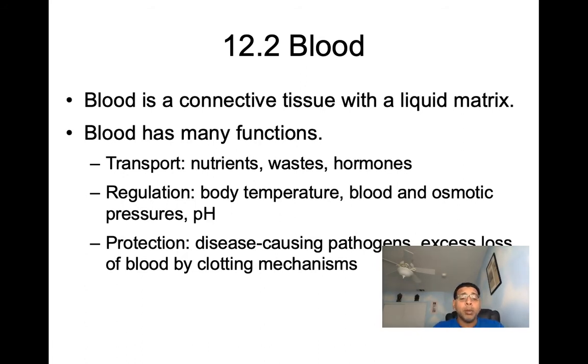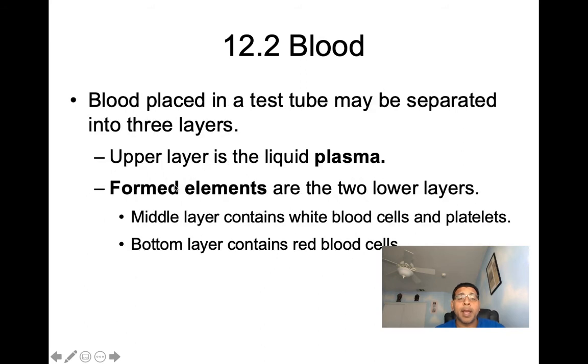If blood is removed from a person and put into a tube and then centrifuged, or spun at a very high rate, blood is going to be separated into 3 layers, we'll see. So let's go through and check that out. First, functions. We saw many functions. Next, blood gets placed in a test tube. It may be separated into 3 layers.